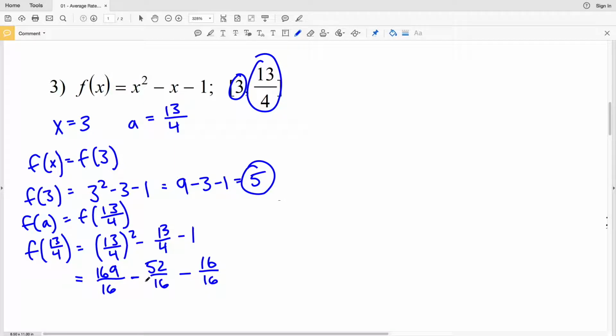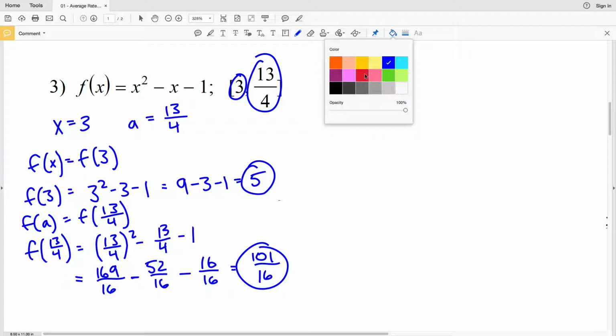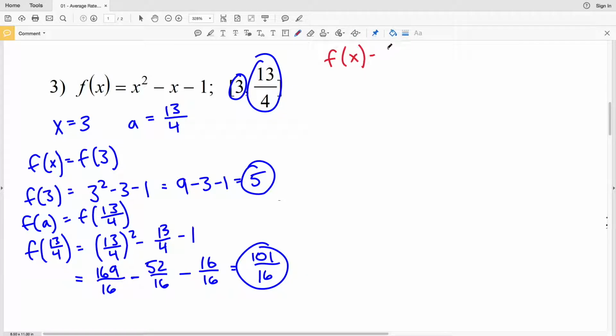So now you can see I have 16 as my common denominator, and when I take 169, I subtract 52, and then I subtract 16, I'll get 101. So I'll have 101 over 16. That is f of a for number 3. Now remembering our formula, f of x minus f of a all over x minus a.